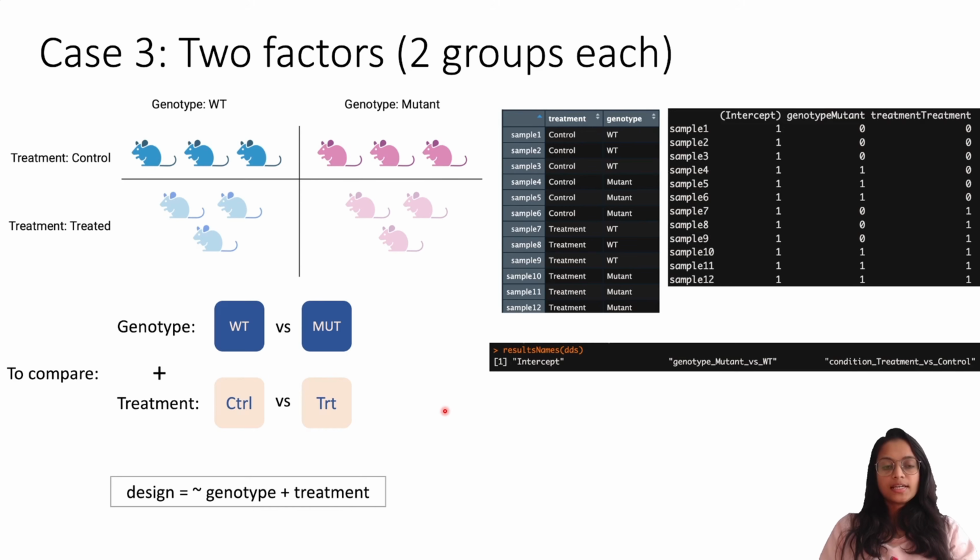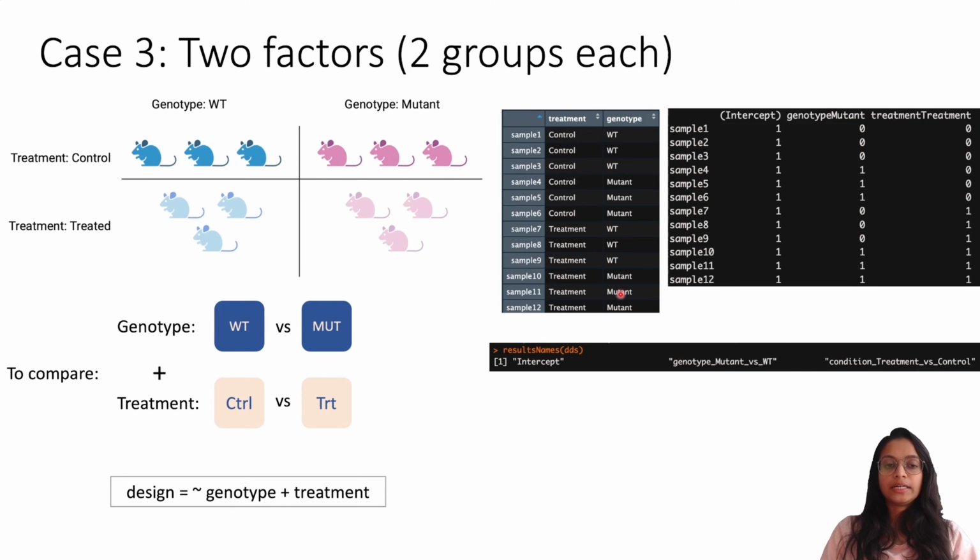So for the next case, let's say we have two factors, genotype and treatment, each with two groups. So this is something that we have looked at previously. And let's say the goal of the analysis is to study the effect of each factor independently. So we want to study which genes are differentially expressed between wild type and mutant genotype. And we also want to study which genes are differentially expressed between treatment and control mice. So when we want to study the effect of the factors independently, we set up the design something like this, where we provide one factor plus the other factor.